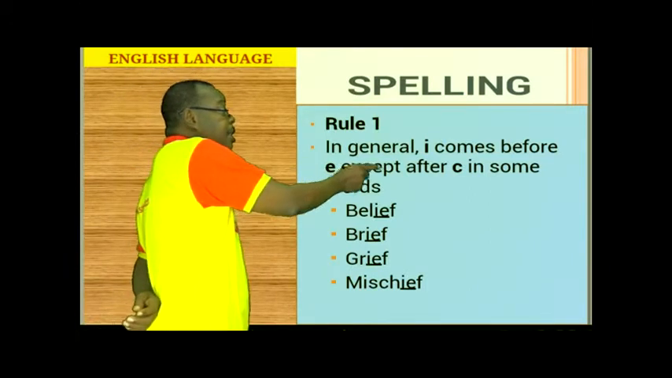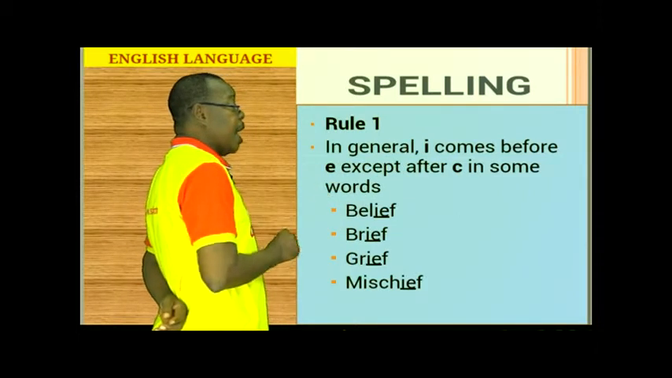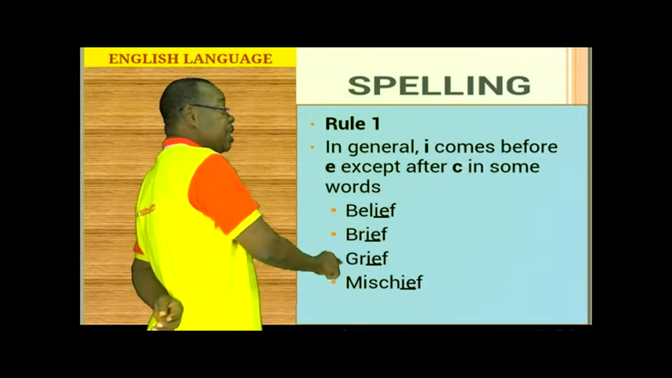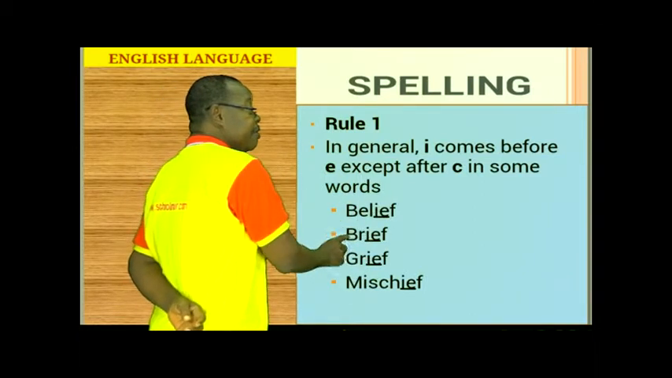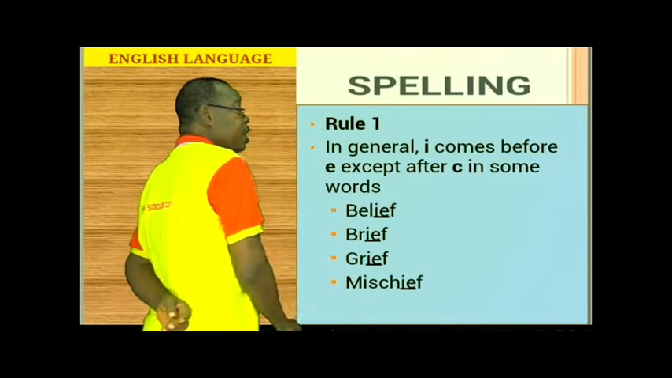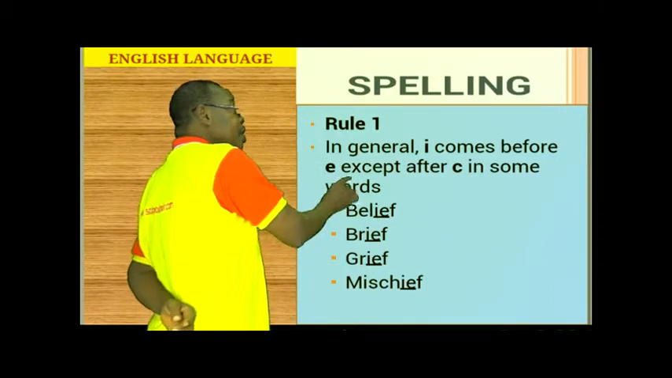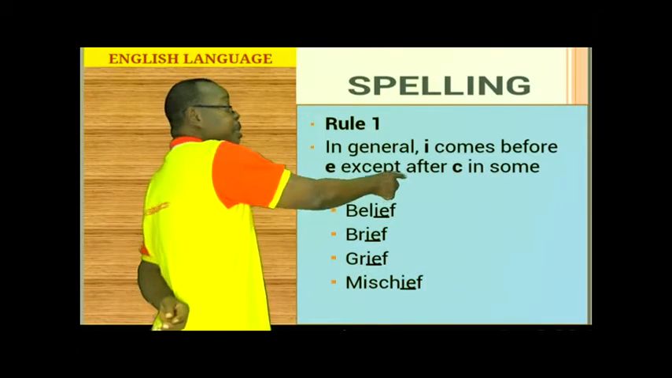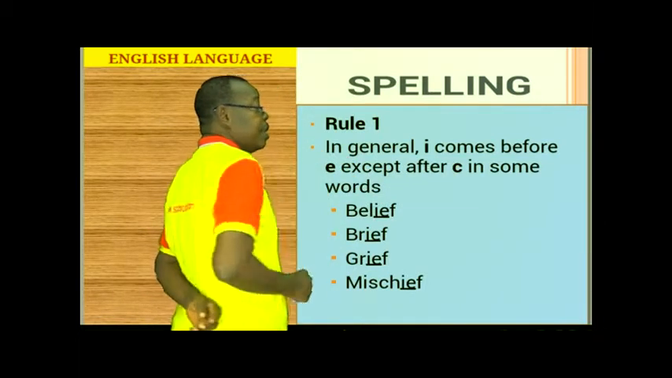Now, if you look at the first one there, in general, I comes before E. Okay? I comes before E. Now look at these words: IE, IE, IE. You have believe, breathe, chief, and so on, mischief. Okay? You see that it is IE, IE, IE. Now, I now put an exception there, except C in some words.